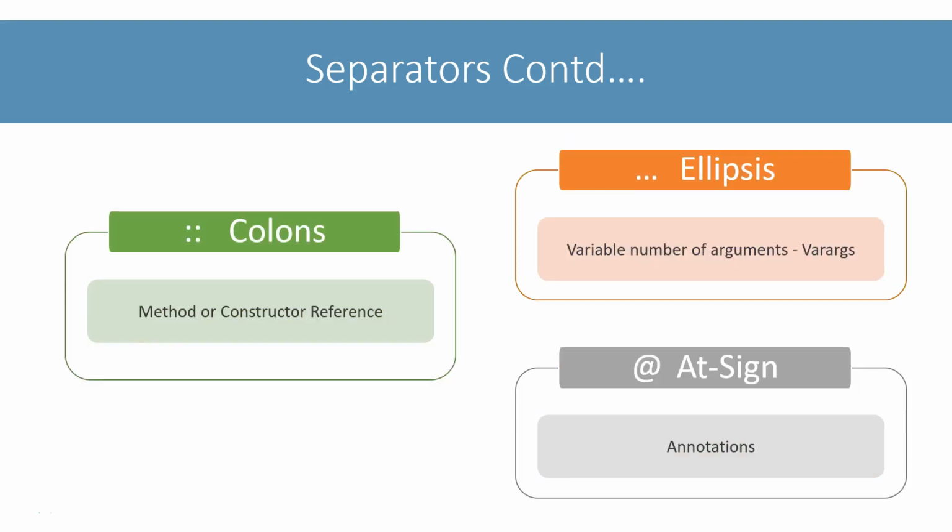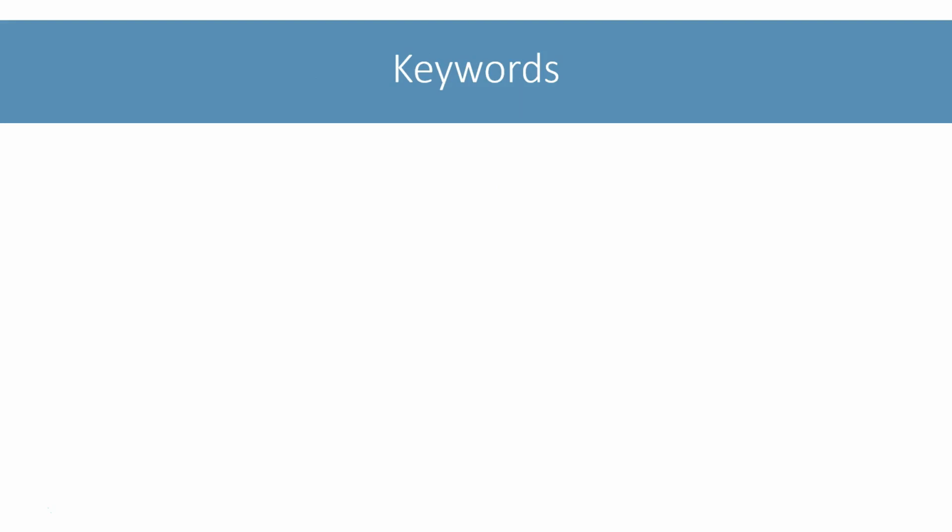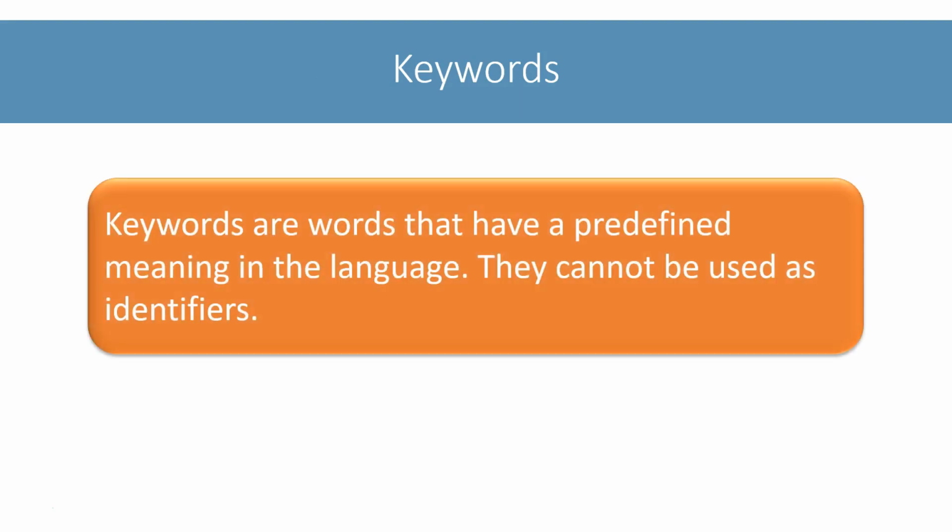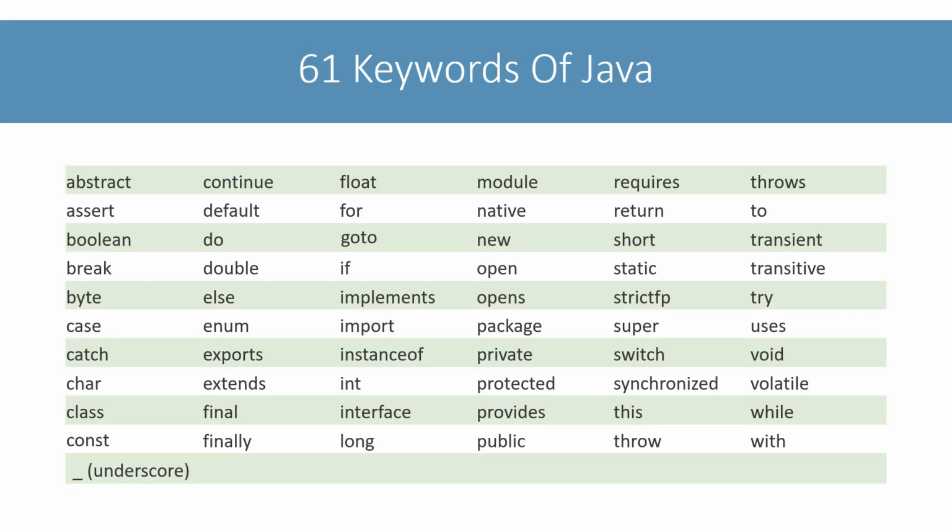I'm mentioning these next three separators, colon, ellipsis, and @, for completeness. The ICSE Computer Applications syllabus doesn't cover them, so they are out of scope for this course. The last token that we will look at is the keyword. A keyword is a word that has a predefined meaning in the language. Due to this, keywords can't be used as names for variables, methods, classes, or any other identifier. The Java language specification defines 61 keywords. The complete list is shown here.